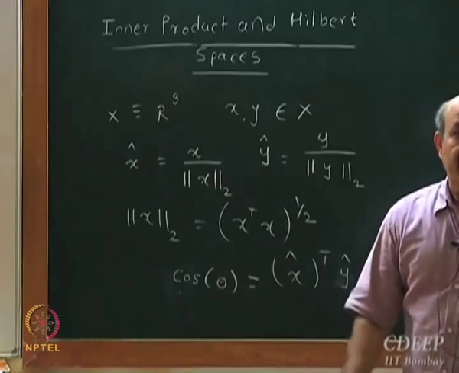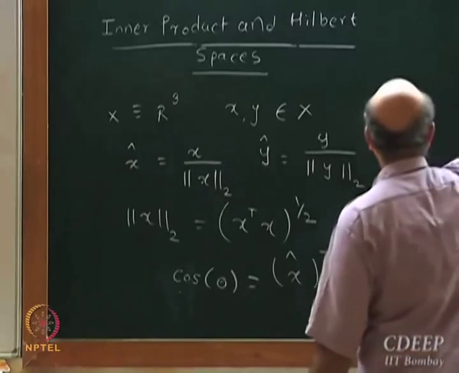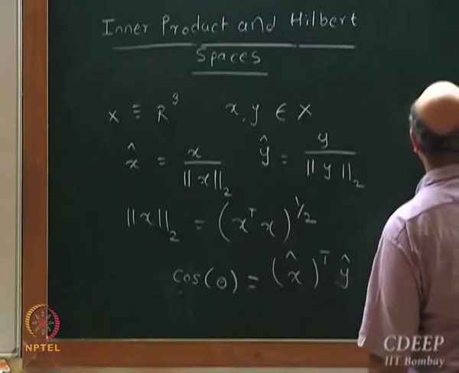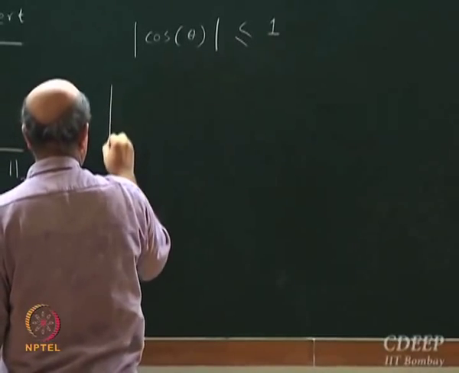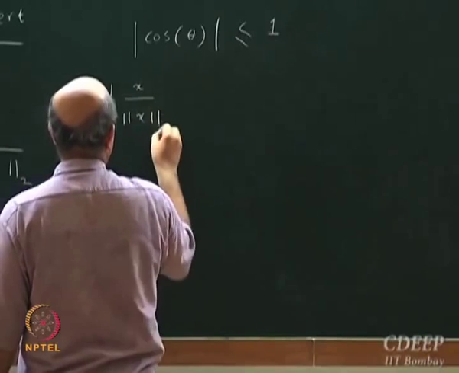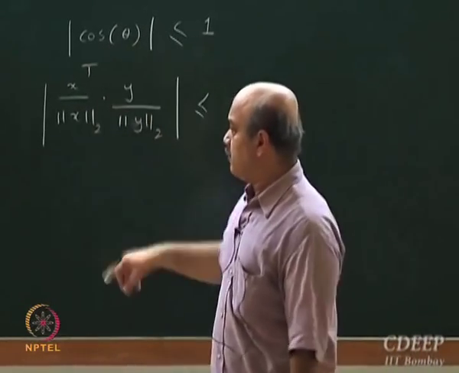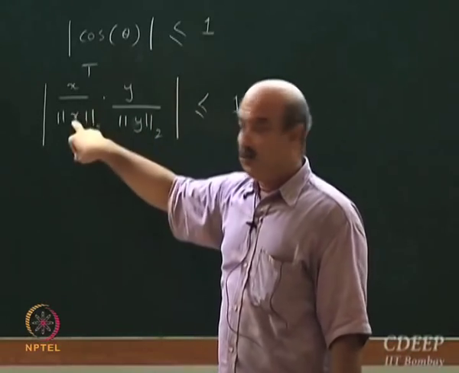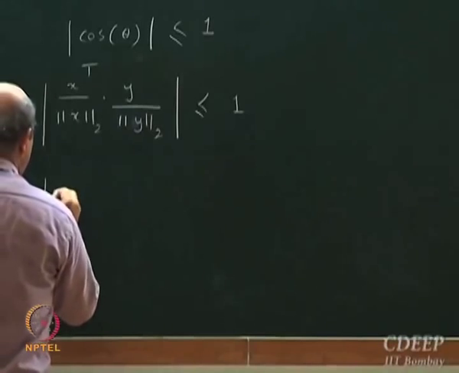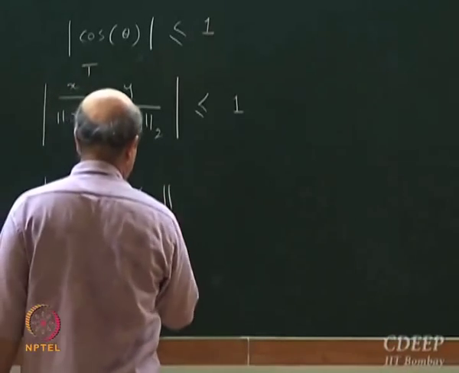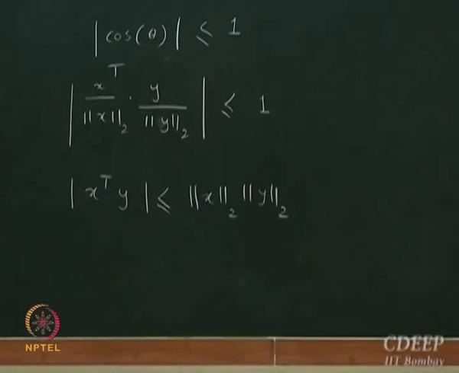Now what we know from trigonometry is that cos theta is always bounded between plus and minus 1. So another way of stating this is to say that mod cos theta is less than or equal to 1. This also means that in three dimensions, this is another way of writing the same inequality: cos theta is always less than or equal to 1. So x transpose y, I can see this is a scalar and this is also a scalar, right? So I can write this as mod of x transpose y is always less than or equal to the product of the norms of x and y.